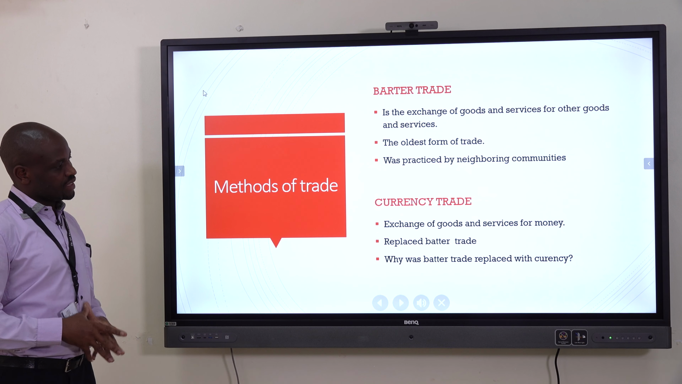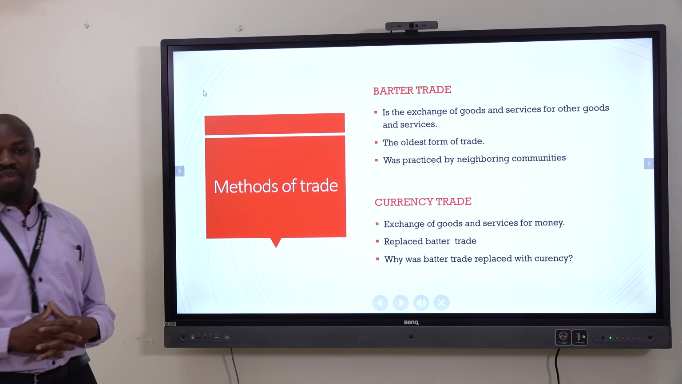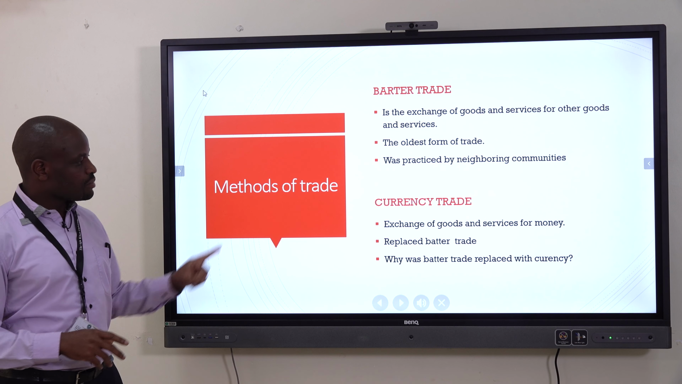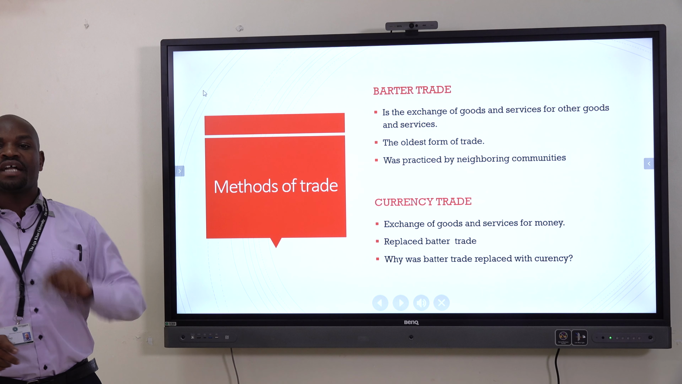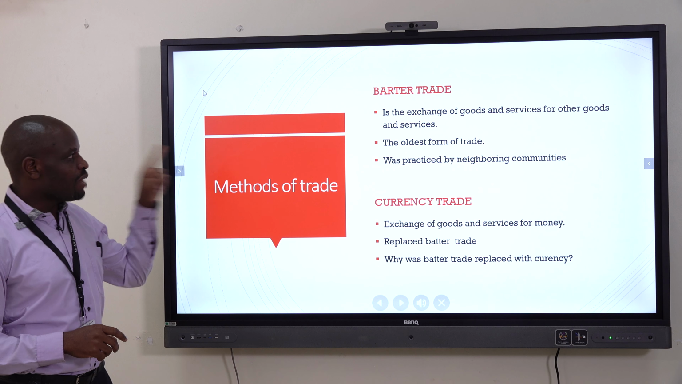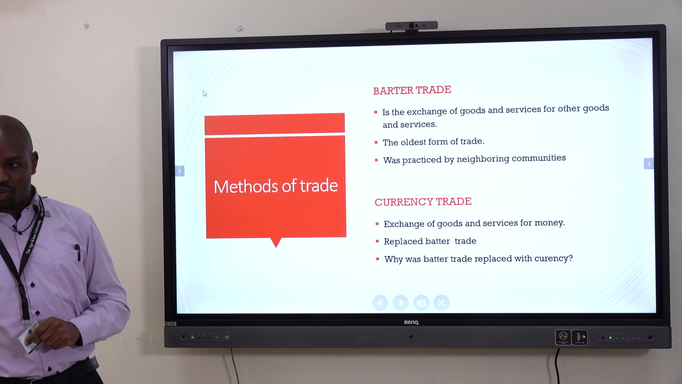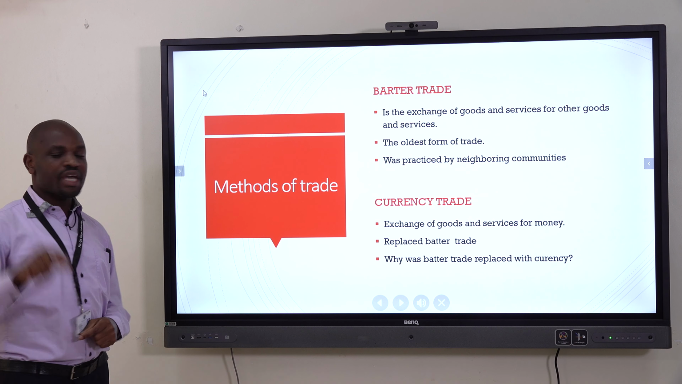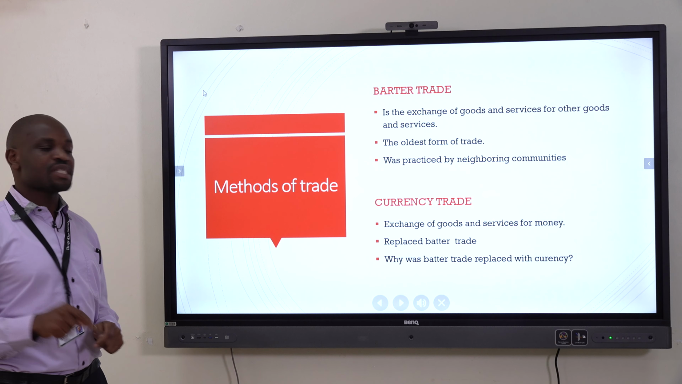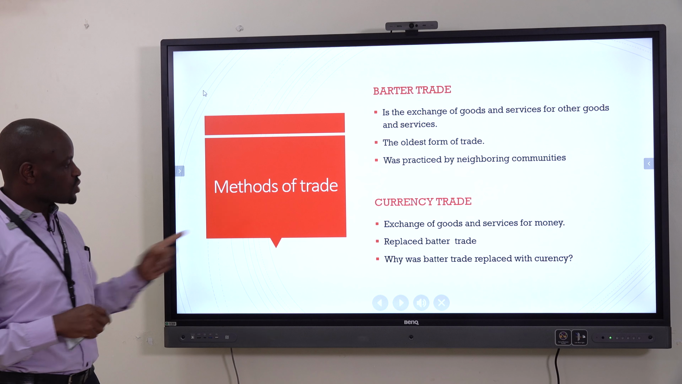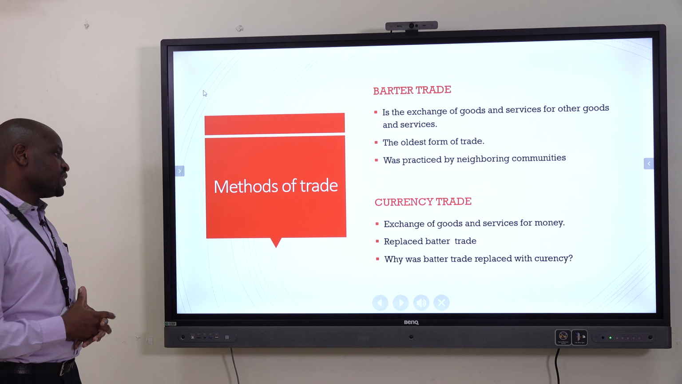Next, we have the currency method of trade. Now the currency method of trade is just an advancement of the barter method of trade. With the barter, we were exchanging goods for other goods. But with the currency, we are now bringing in money, whereby we are exchanging goods and services for money. So just know it replaced the barter method of trade.